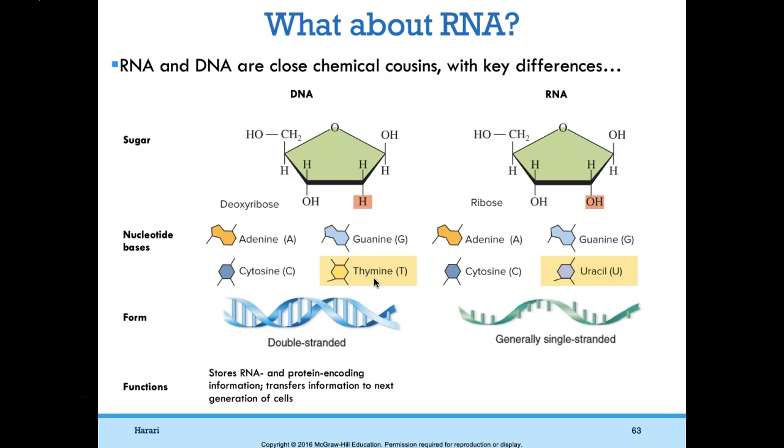DNA stores protein encoding information and transmits it from generation to generation. RNA also carries the information to make proteins, but it's what actually can go to the ribosome. So that's what we're going to talk about. RNA can go to the ribosome to make proteins. DNA cannot. DNA is stuck in the nucleus.